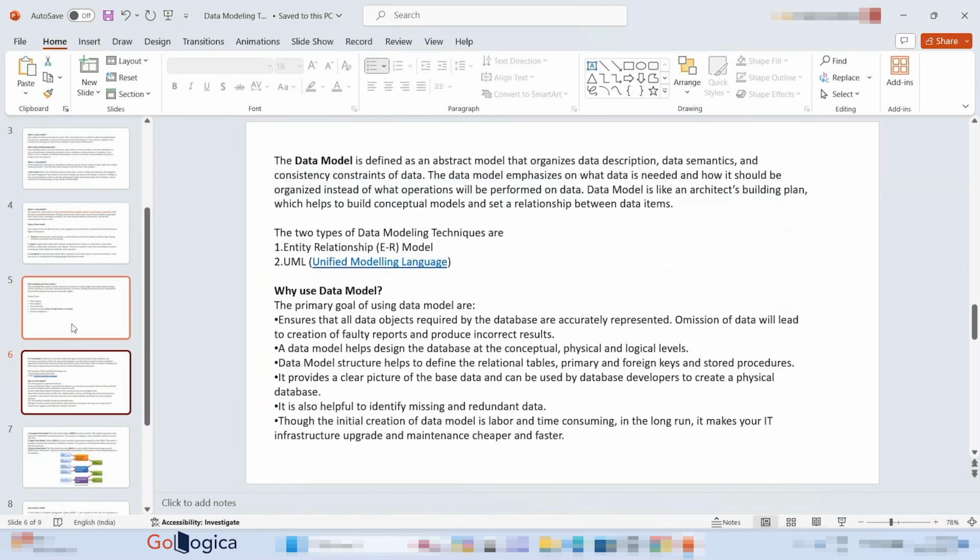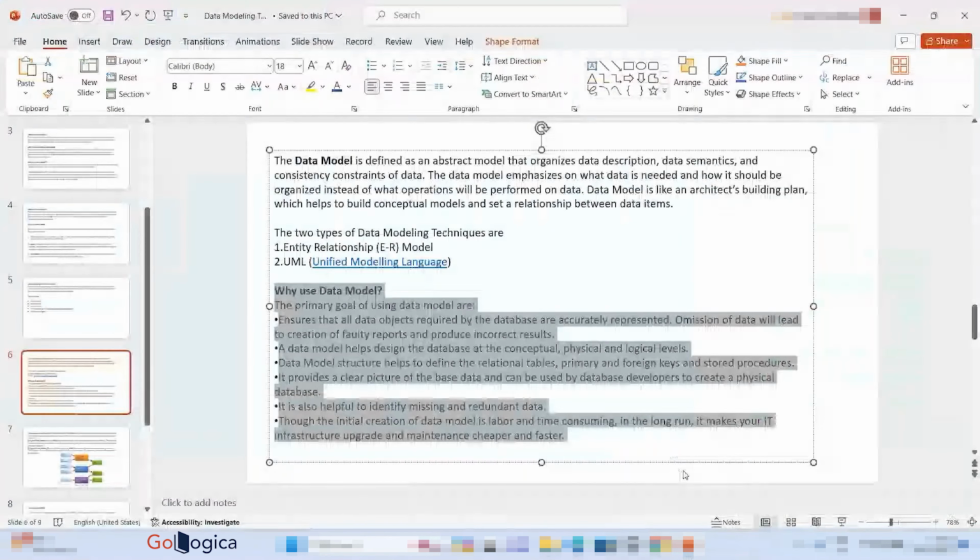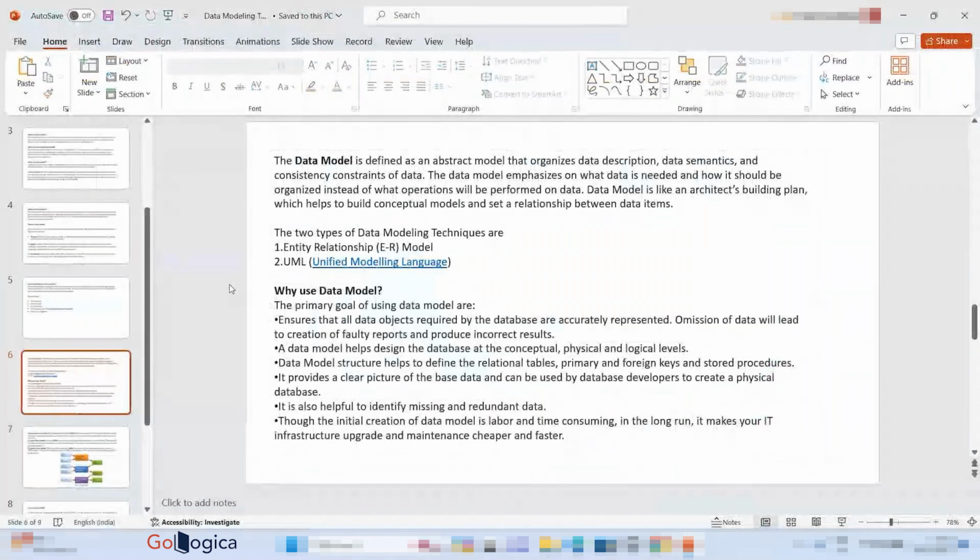So why do we use a data model? So these are the types. You can go through it, no issue. It is not needed to go one by one. So the data model goals: ensure data objects are represented, help in designing the database, the data model structure. Then we have a clear picture of the base tables, identify the missing and the redundant data. Then we have the initial creation of data models and so on. That is the main objective.